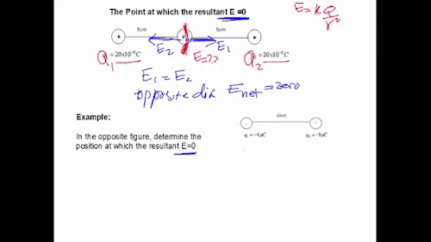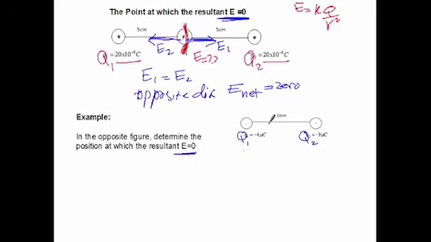We have different values. So do you think that we will get the point at which E equals 0 at the midpoint here? Of course not, because the values are different. So we want to find the point at which E equals 0. How to determine that point? This is what we are going to do now. This is our Q1, and this is our Q2. First of all, we have to determine where the point should be.